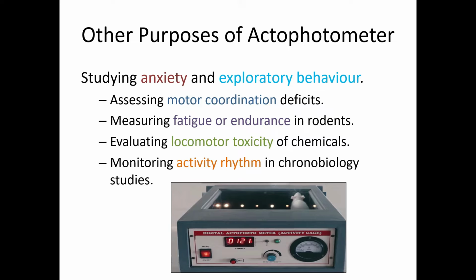Sometimes what happens is that you have given a toxic dose, and the animals come into a morbid condition. They are not showing activity and they sit silently. At that time you can keep the animals in the actophotometer, and if they are showing some activity, you can easily evaluate that the animal is showing activity compared to a normal one, and if it is not showing much activity, you can evaluate that it is in a morbid condition.